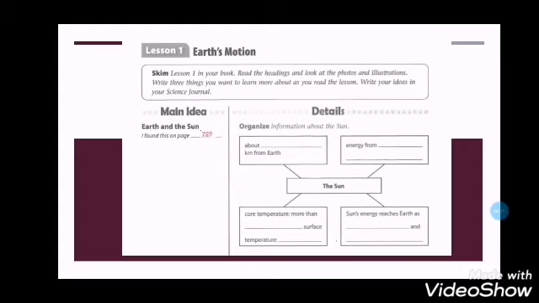So first, about the Sun. It's about 150 million kilometers away from Earth. Its energy comes from nuclear fusion. The core temperature is more than 15 million degrees. As for the surface temperature, it is 5,500 degrees. The Sun's energy reaches Earth as light and thermal energy, or heat.